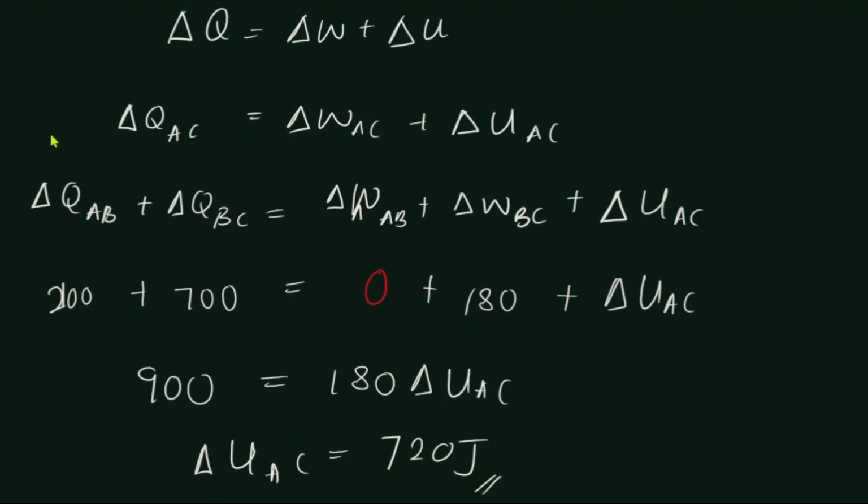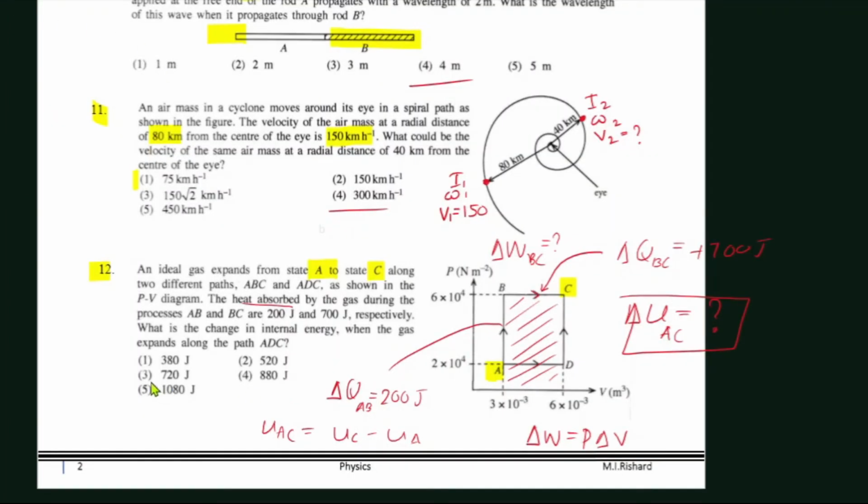So the answer is going to be 720 joules, because it doesn't matter whether you go from this process or whether you go from this process. The change in the internal energy is always going to be the same. I considered this path because they have given the delta Q of AB and delta Q of BC. In the other path they have not given the delta Q of this and this, so I had to go with this path and find the internal energy change.